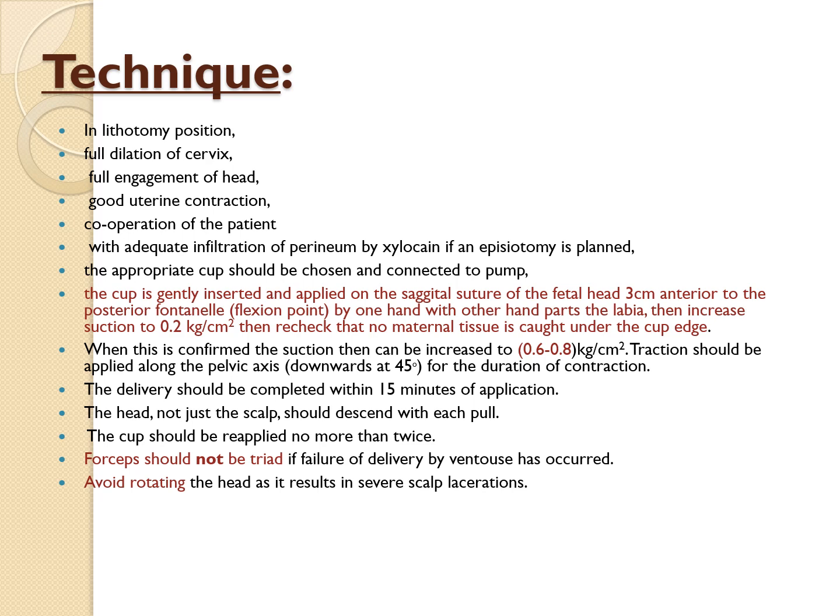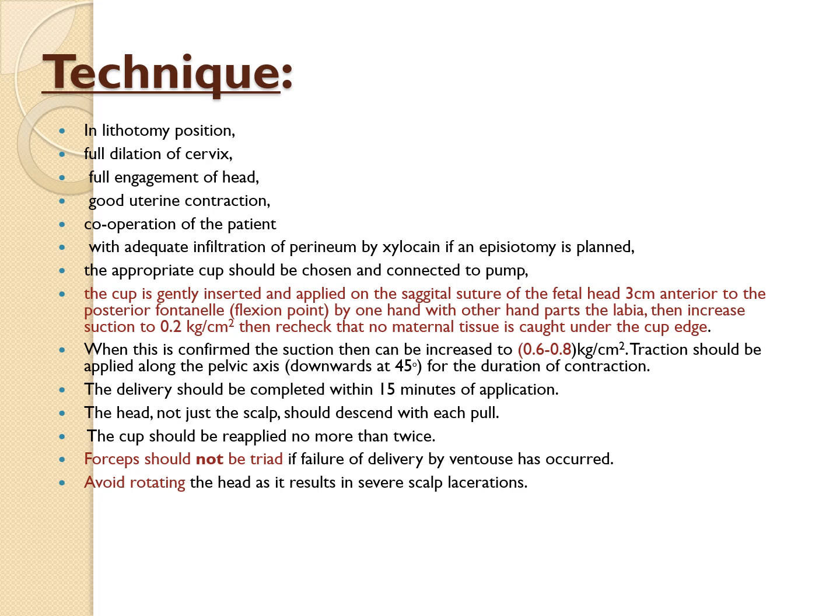The appropriate cup should be chosen and connected to pump. The cup is gently inserted and applied on the sagittal suture of the fetal head 3 cm anterior to the posterior fontanelle. This is known as the flexion point, by one hand, while the other hand parts the labia. Then increase the suction to 0.2 kg per square centimeter. After that, we have to recheck that no maternal tissue is caught between the cup and the fetal head.